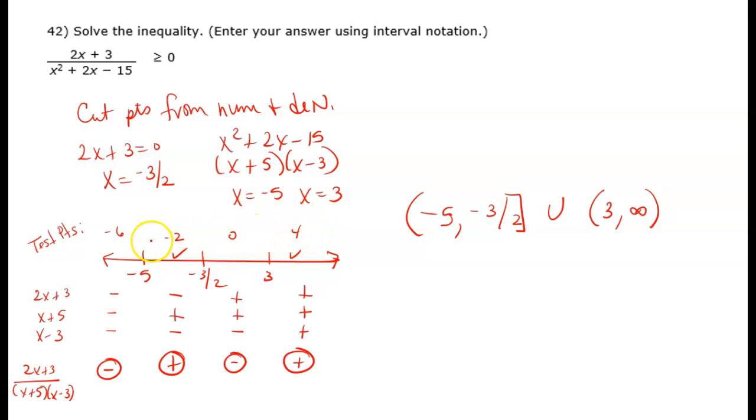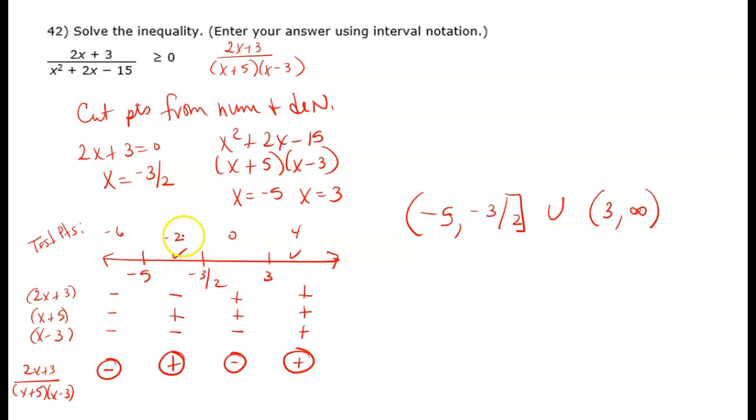What I want to do is take those test points and put them into each of the factors that I have for this expression. So I have 2x plus 3 in the numerator, and in the denominator I have an x plus 5 and an x minus 3. I'm going to break that into each of those three factors, and then I have the combined function, putting all these together. If I put -6 into this, I get a negative. If I put -6 in here, I get a negative. Put -6 in here, I get a negative. So I'm going to have a negative divided by a negative times a negative, so I end up with a negative for the overall sign here.